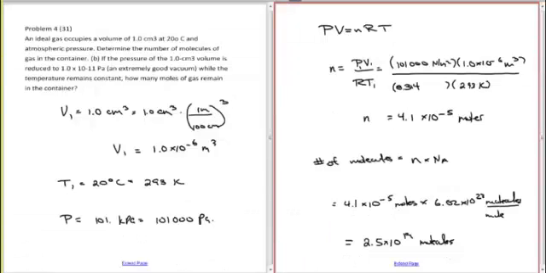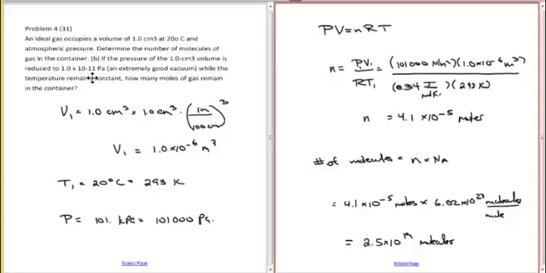2.5 times 10 to the 19th. Okay, that's good. Now the units are joules per mole Kelvin. So let's just fix that. Joules per mole Kelvin.